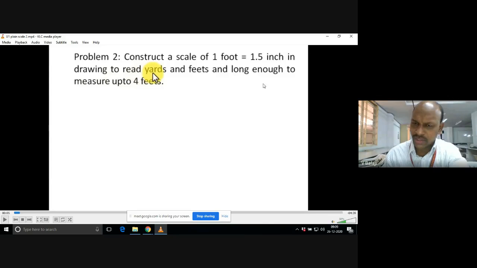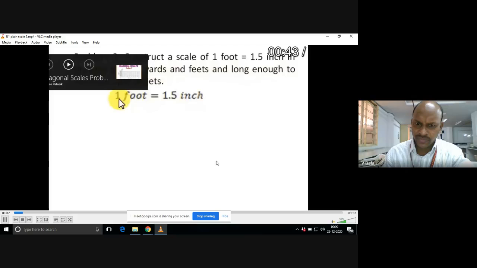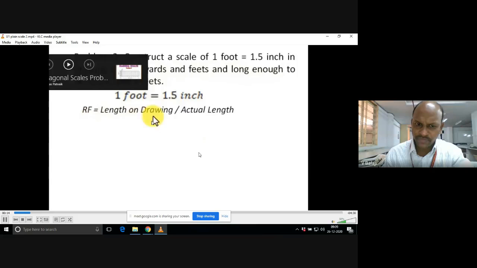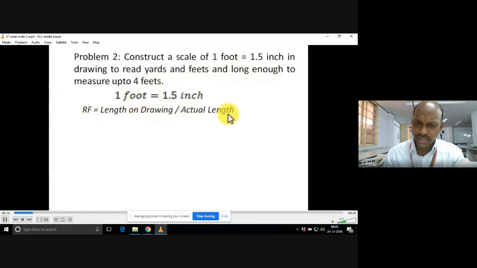Let us convert into the same units, and we will get the RF value. RF doesn't have any units, it's a ratio. So remember, 1.5 is the drawing length. We are representing 1 foot on the drawing sheet as 1.5 inch for convenience. We are reducing the actual size of the object. You have to remember.